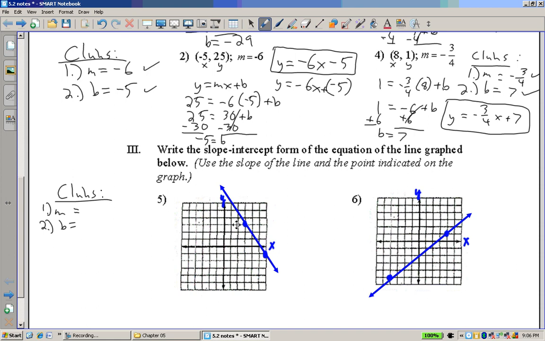Now, looking at this one, I cannot exactly tell where that y-intercept is. So what I'm going to need to do is look at these 2 points. Those that are in my class, we know that we are going on a journey. So I'm going to draw a rectangle.